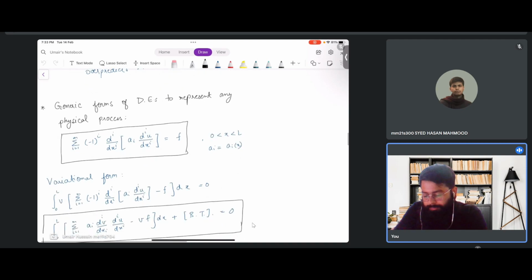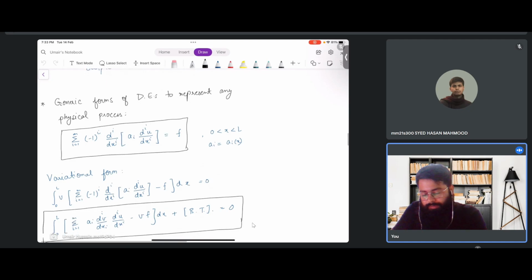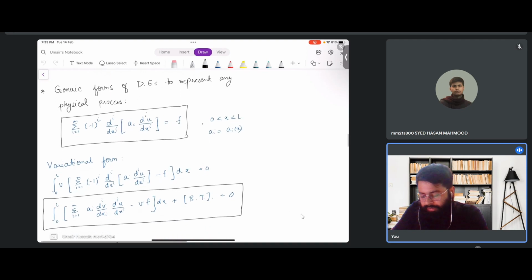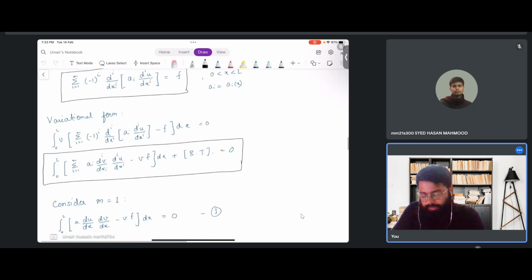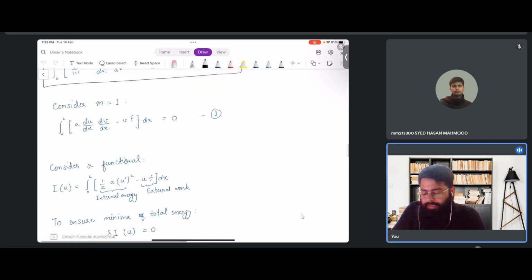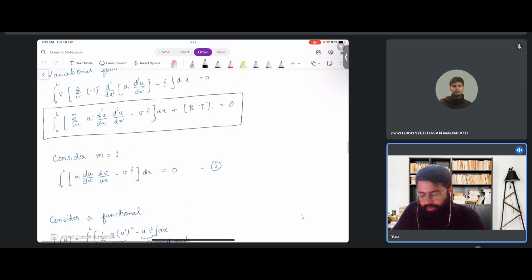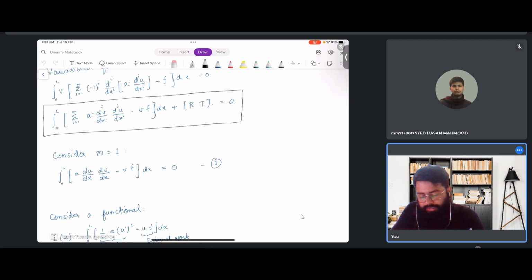So first of all, any type of general differential equation can be signified by this equation here in this block. If we change the value of m to 1, we'll have the simple axial bar problem or the heat equation. If we have m equal to 2, we have the beam problem, like that. So we consider the case of m equal to 1. For m equal to 1, this equation 1 here is the weak form of the equation.